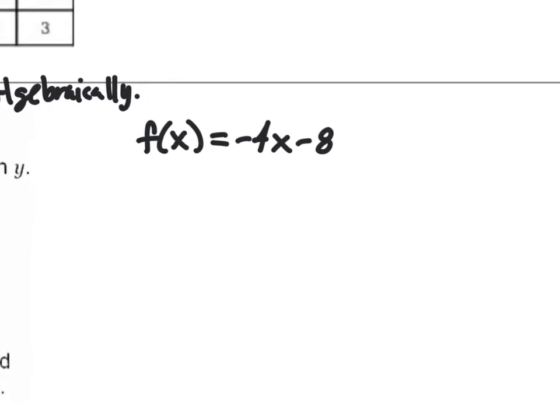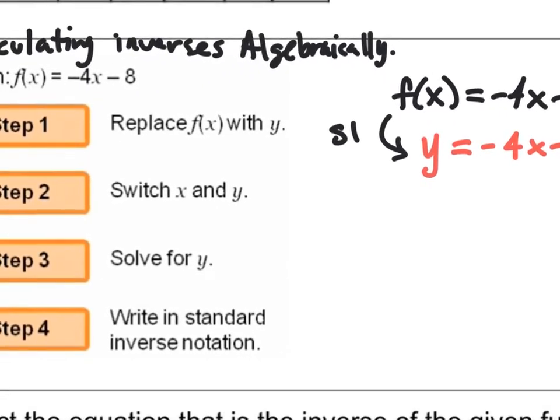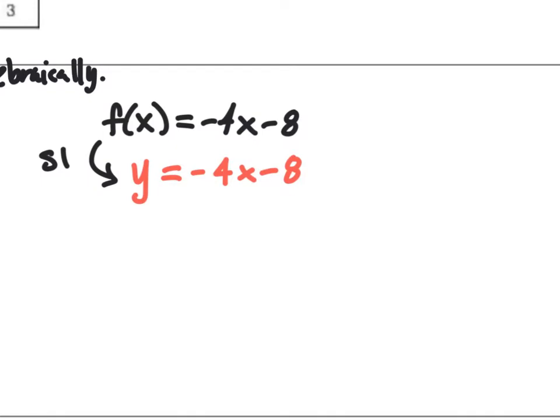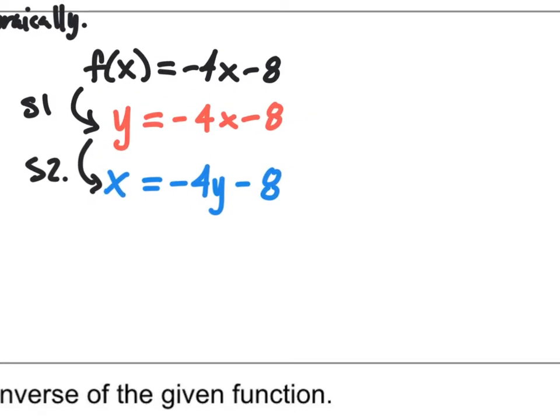So step 1, to go from this step to the next step, we want y equals negative 4x minus 8. So to go from here to here, this is step 1. Then the next step is we want to switch x and y. So I'm going to rewrite this as x is equal to negative 4y minus 8. Going from this step to here is step 2. Then we want to solve the equation for y.